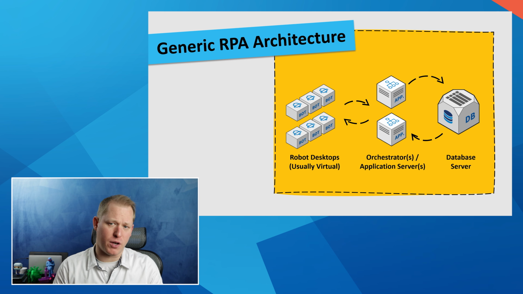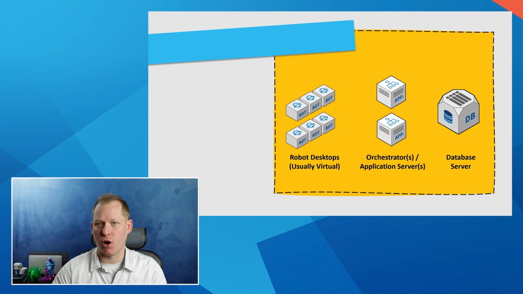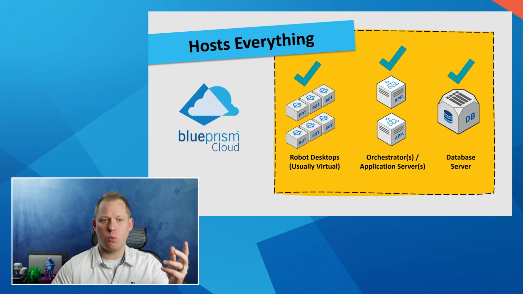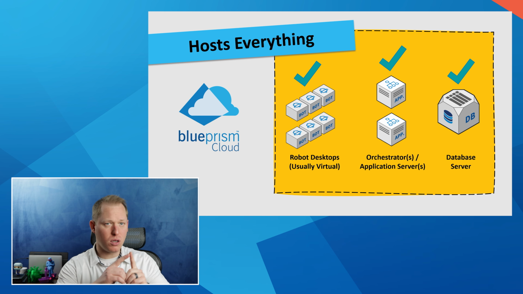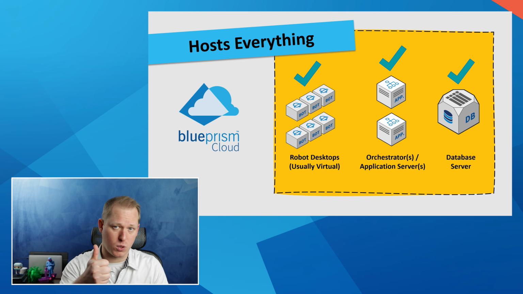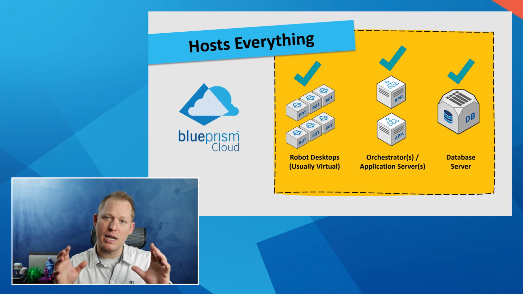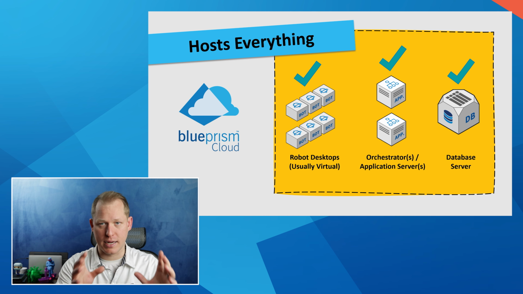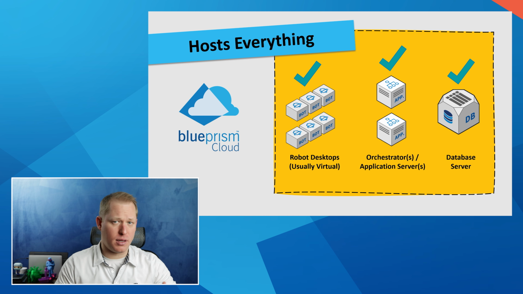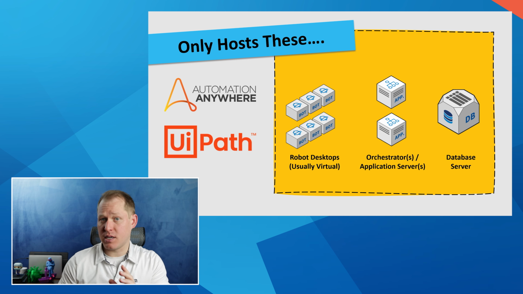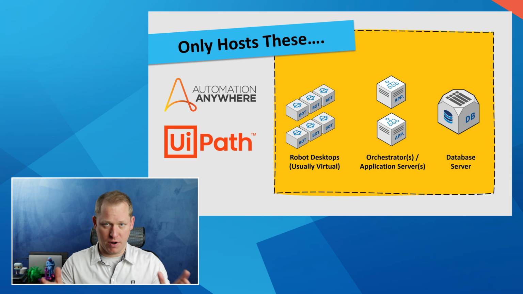So when RPA vendors market their cloud solution, what are they actually providing in terms of hosting and architecture? Well, with Blue Prism Cloud, all of these components are in the same data center managed for you. Blue Prism Cloud hosts the robot virtual desktops, the application servers, and the database, and they're all in isolated single tenants for each customer. As I mentioned, the Automation Anywhere and UiPath cloud offerings are completely different than this. I'm not saying that's good or bad, but it's very, very different.